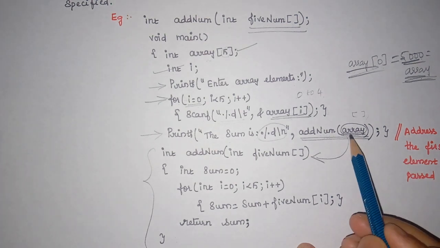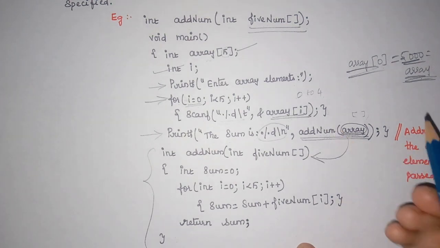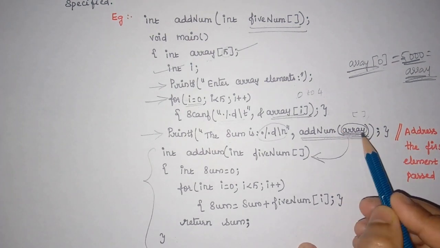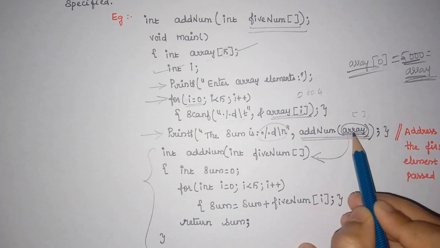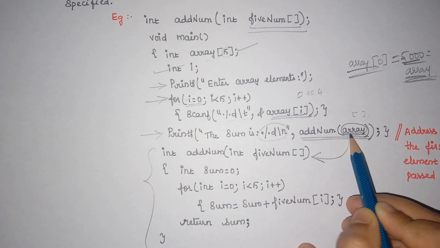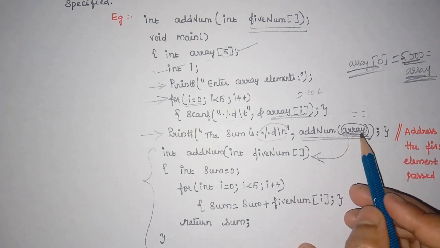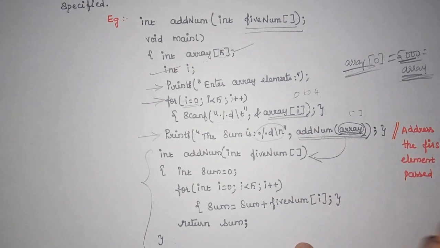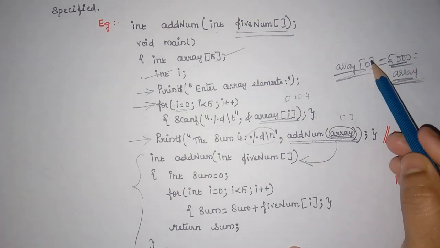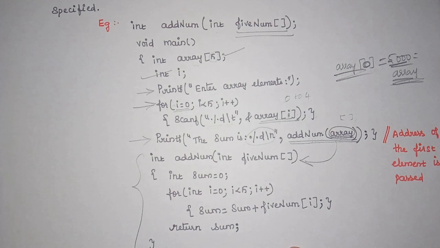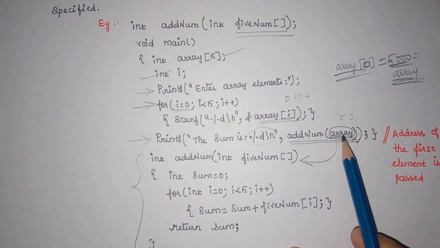So in this parameter also, by specifying the name of the array, you are simply passing the base address of the array. What is the base address? The base address is the address of the first element of an array. That is the address of the element that is present at the 0th index of the array. So here we are passing the base address.